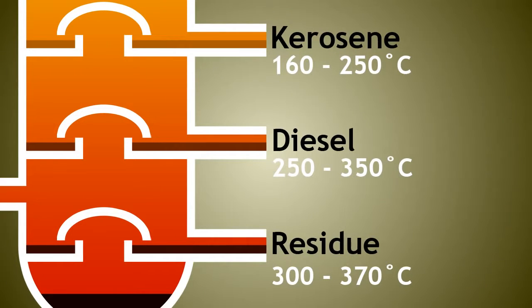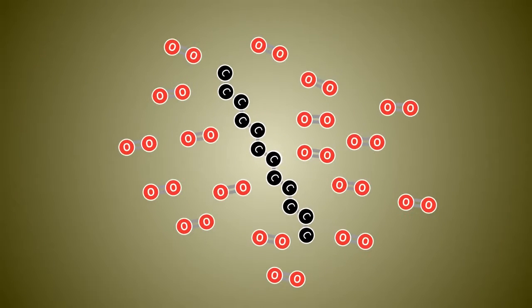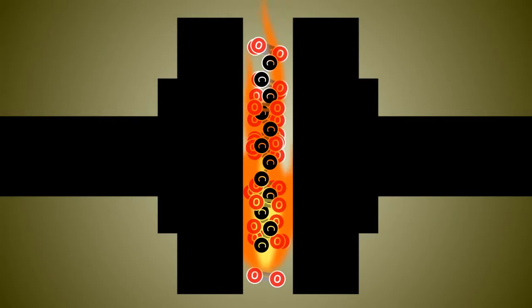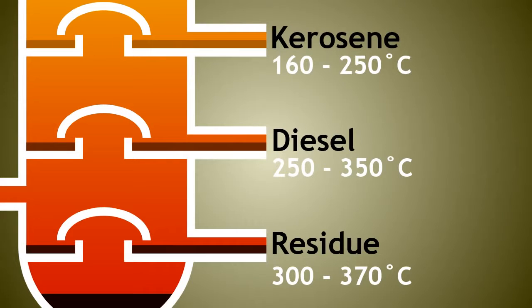Diesel is the next fraction. It is a common fuel in cars, vans and lorries. It is not as volatile as petrol, and instead of spark ignition, it ignites under compression. Below diesel are the residue fractions.